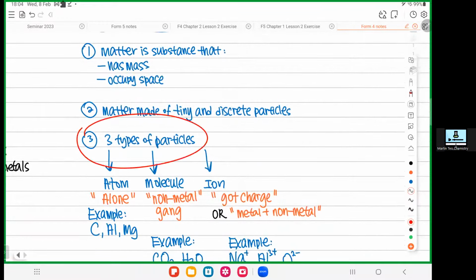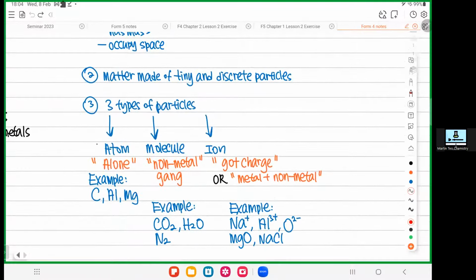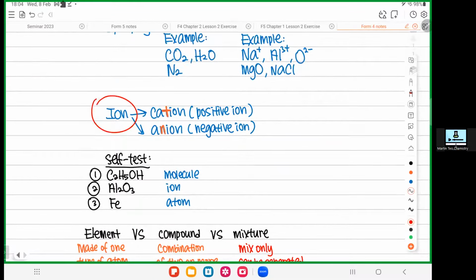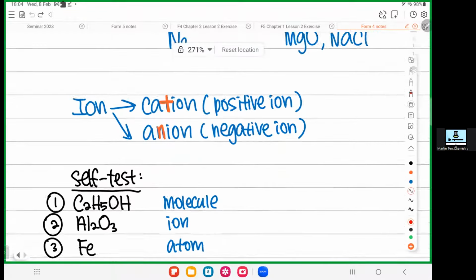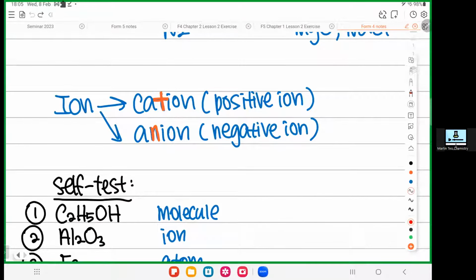So there are a total of 3 types of particles in chemistry, which are atoms, molecules, and ions. So make sure you know how to differentiate atoms, molecules, or ions. Whenever I give you a substance, you must be able to tell me whether the substance is an atom, molecule, or ion. Ion means something that is charged. Anything charged is called an ion. So we have cation and anion. Cation, as you can see, the t here looks like a plus, so it's a positive ion. Anion, the n stands for negative, so it's a negative ion. This is something that we learned in the last lesson.